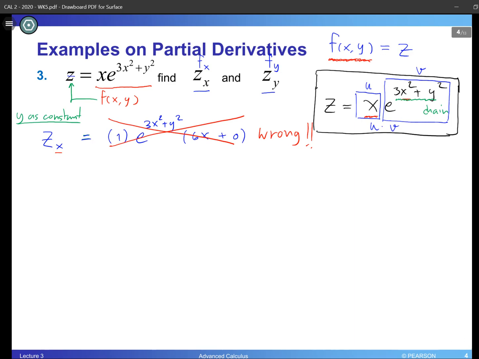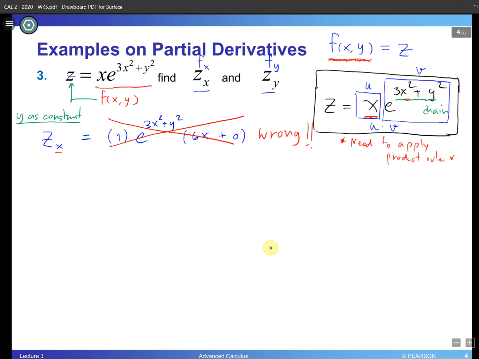If you want to differentiate that, you are supposed to apply the product rule. So make a big note right here that what we missed in the first place is the product rule. Need to apply product rule. Okay, so let's use that.